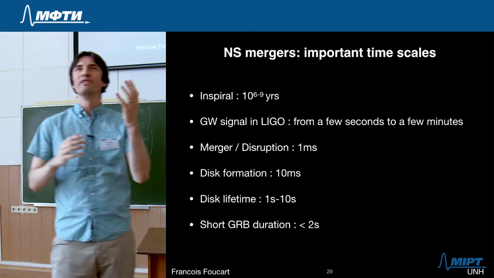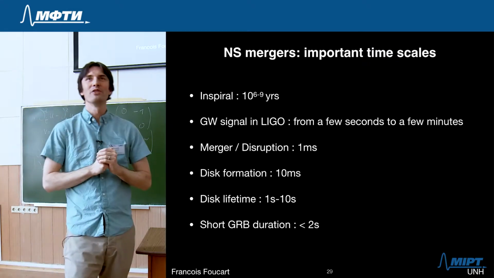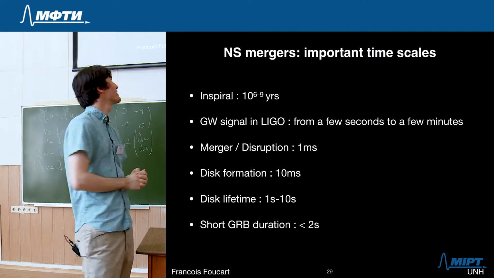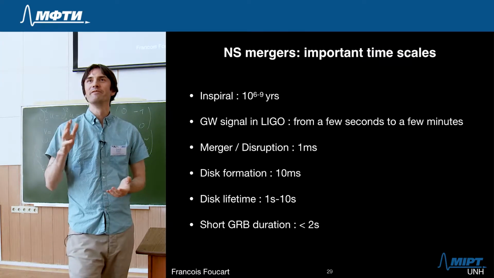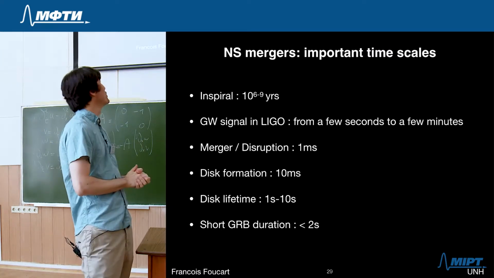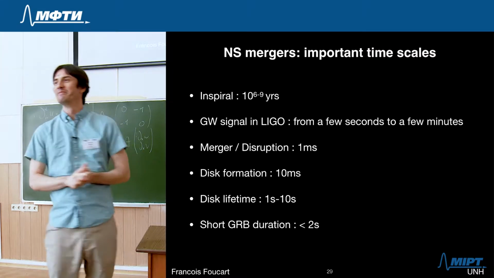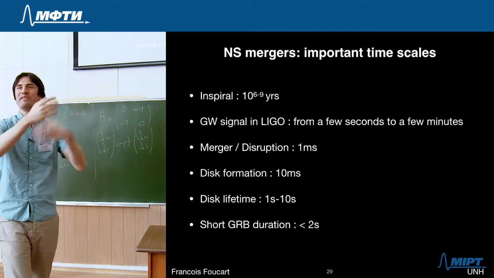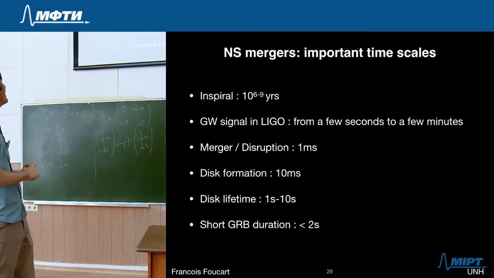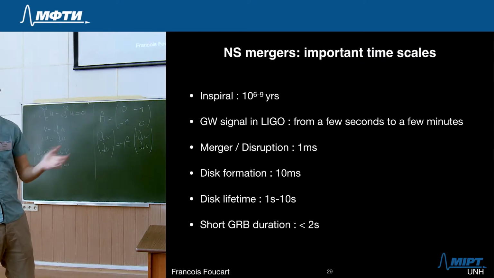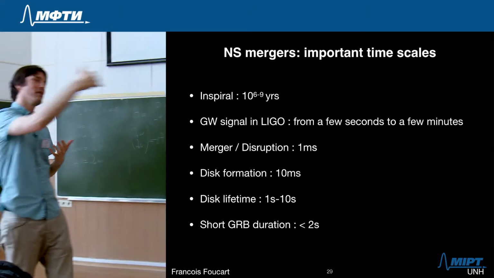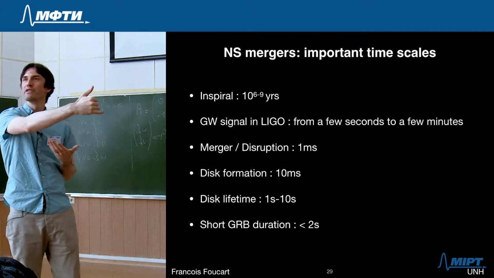The disruption or merger of two neutron stars, the exciting part of the movies that you might see in conferences, that's about a millisecond, on which you might have spent 6 months of computer time. And then over maybe 10 milliseconds or so, you form a disk, which is nearly axisymmetric. And that disk has a lifetime of, again, a few orders of magnitude longer, a few seconds, maybe 5 to 10 seconds.